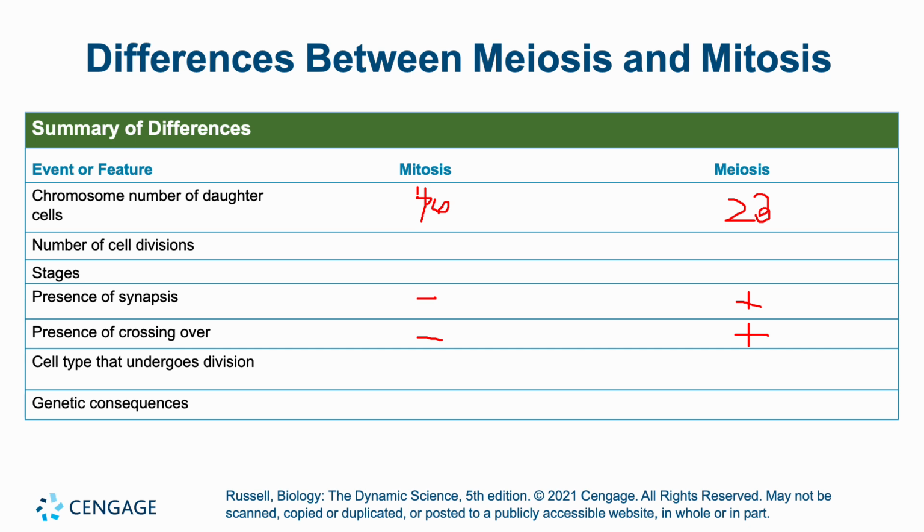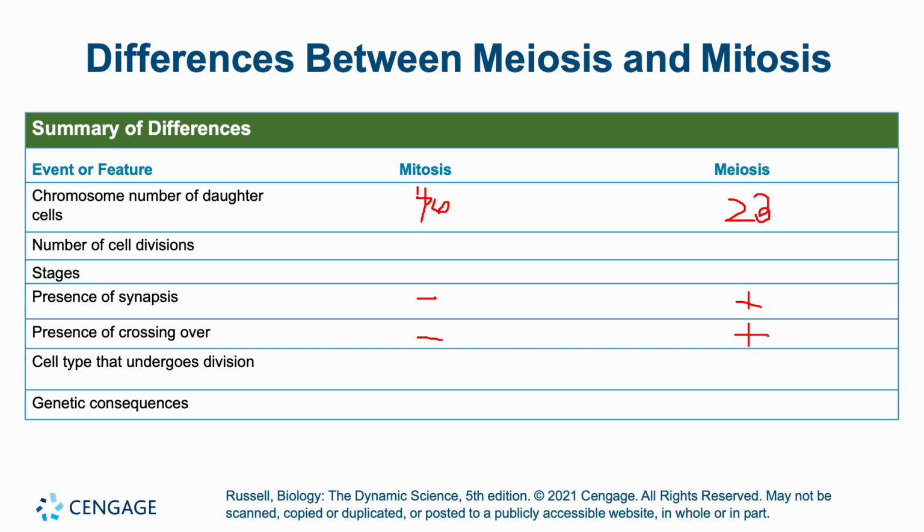Now, for the cell type that undergoes division, for mitosis, it is what type of cell? Very good. It is somatic or body cells as well as germ cells. Okay, and then for meiosis, the cell type that undergoes division is only the germ cell. Okay? Again, for mitosis, both somatic and germ cells undergo mitosis. On the other hand, only germ cells undergo meiosis.